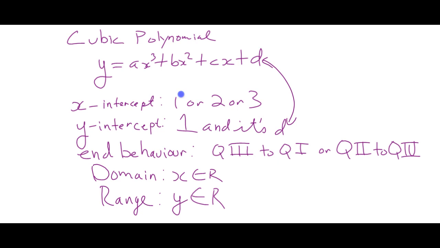Linear. So any odd degree function has these characteristics, right? There's one y-intercept, and it's equal to the constant. That also is quadratic. Okay, every polynomial has this characteristic, the y-intercept. There's one of them, and it is the value of the constant. Odd have this end behavior, Q3 to Q1 or Q2 to Q4, domain of real and a range of real.